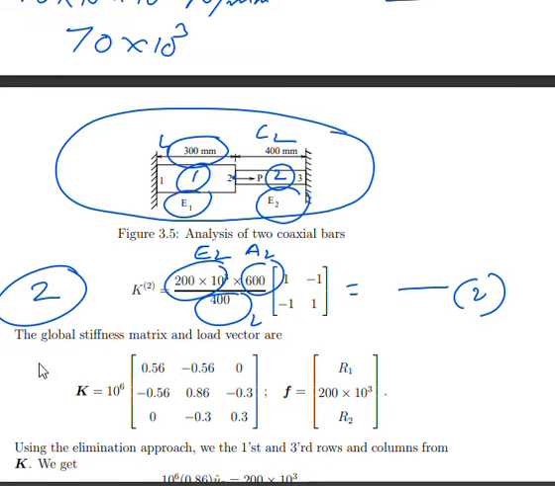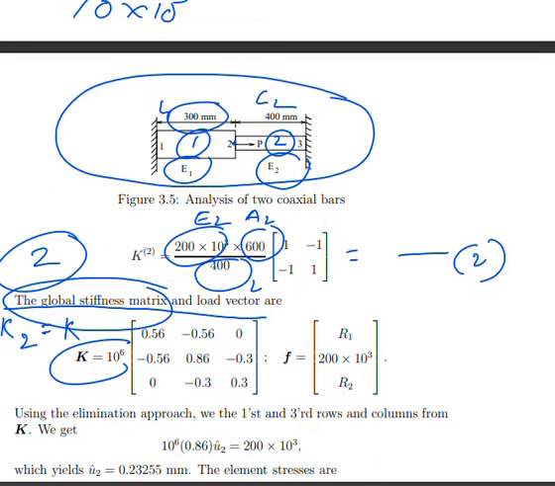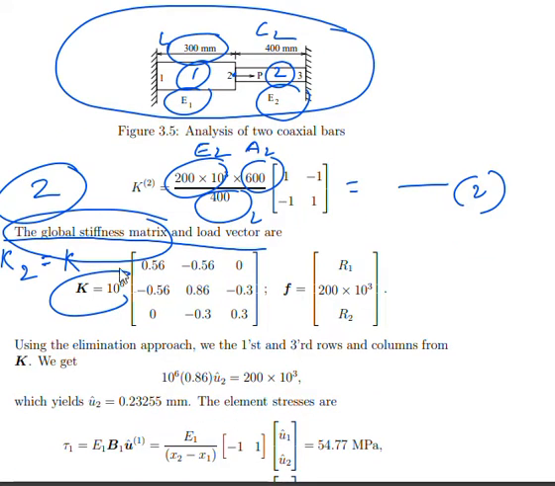Now after that you have to make the global stiffness matrix, adding K1 plus K2, so this is equal to K. As we know how to form the global stiffness matrix, there is a separate video, a separate class on that, so you can check it out, and I will provide the link in the description. After adding K1 and K2, you get this 3 by 3 matrix.